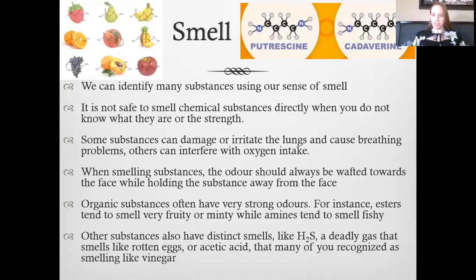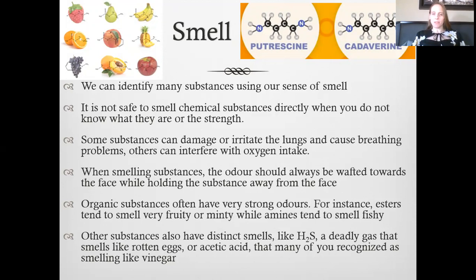Smell is a really interesting one. Again, not all chemicals should be smelled directly. You always want to waft gently towards yourself. Some chemicals you don't even want to do that. There are chemicals that can damage or irritate the lungs. Some even cause permanent lung damage, and those are chemicals that should be used in a fume hood.